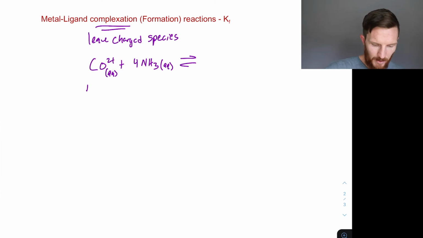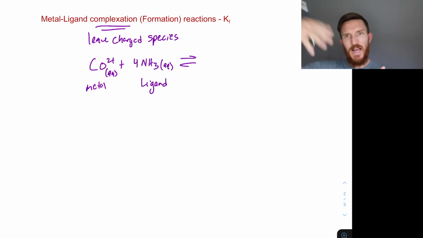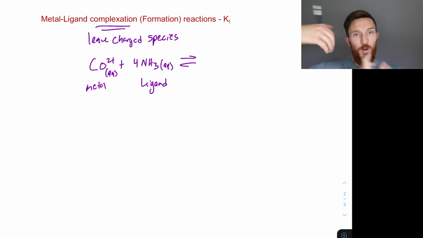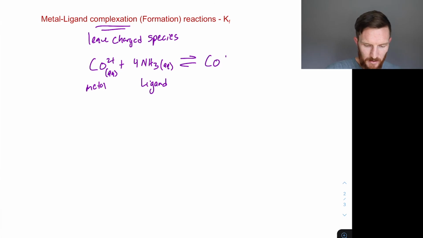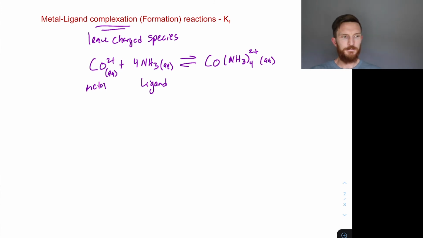And when it does that, we consider that ammonia a ligand. So we have our metal, and then we have our ligand. It's something that's attaching to or interacting with that metal ion. And when it does this, it's going to give us a cobalt ammonia complex, and because ammonia is neutral, this is still a 2+ charged ion complex.